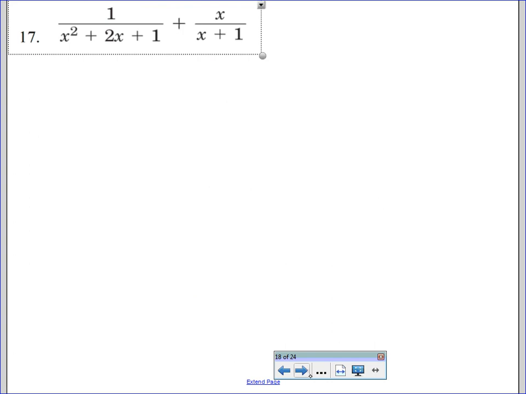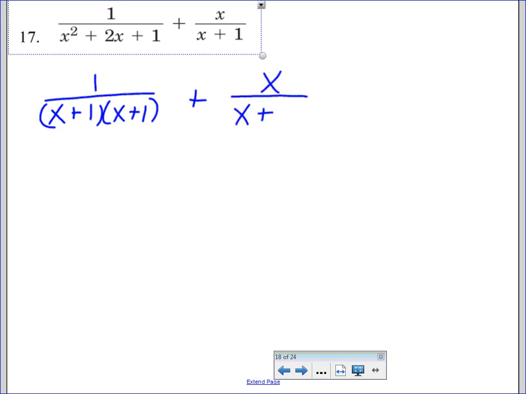All right, in this problem I'm adding two numbers. They have to have the same denominator. So I'm going to factor the first one, and that's going to be x plus 1 times x plus 1, plus x over x plus 1. So I'm going to multiply the second fraction by x plus 1 over x plus 1. So the two denominators are now the same.